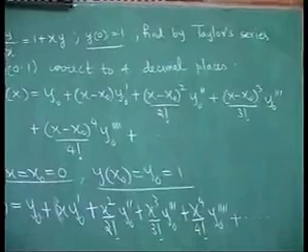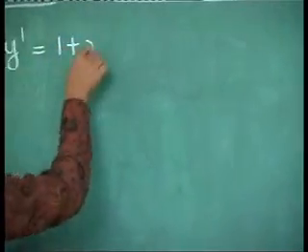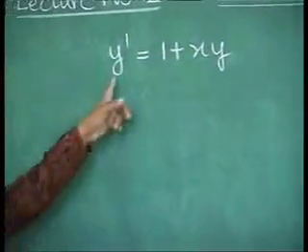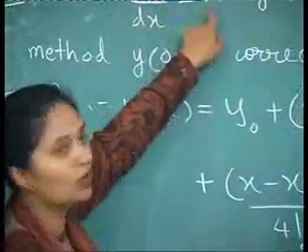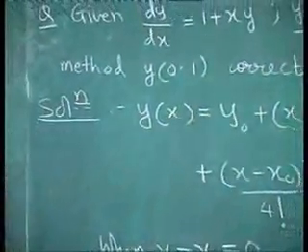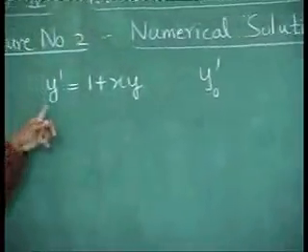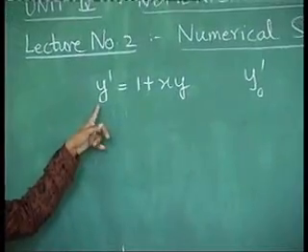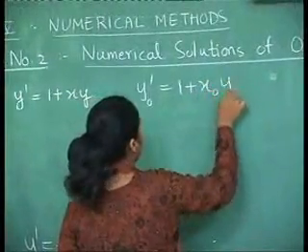Let's now go after these derivatives. Look at the differential equation that is given: dy by dx, that means y dash, is equal to 1 plus xy. So let us find out what is y naught dash. Y naught dash means the value of this derivative at x equal to x naught. That will be equal to 1 plus x naught into y naught.